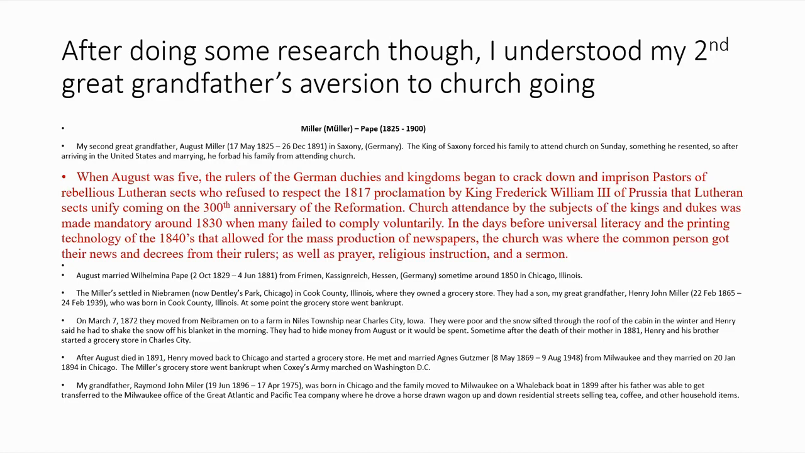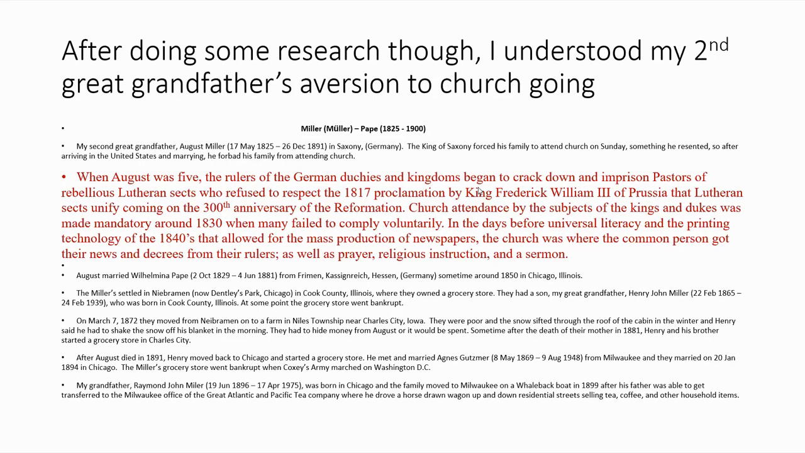When August was 5, the rulers of the German duchies and kingdoms began to crack down and imprison pastors of rebellious Lutheran sects who refused to respect the 1817 proclamation by King Frederick William III of Prussia that Lutheran sects unify, coming on the 300th anniversary of the Reformation. Church attendance by the subjects of the kings and dukes was made mandatory around 1830 when many failed to comply voluntarily.